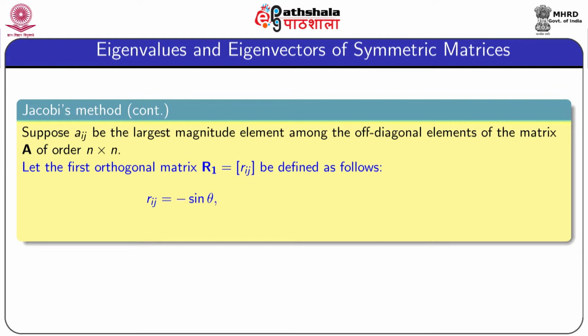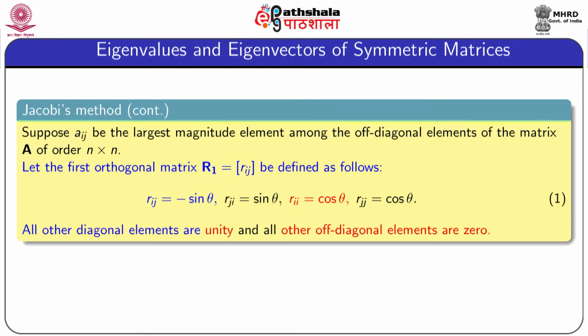Let the first orthogonal matrix R1, where small rij denotes the ijth element of the matrix R1, be defined as Rij equal to minus sin theta, Rji equal to plus sin theta, Rii equal to cos theta, Rjj equal to cos theta, and all other diagonal elements are unity and all other off diagonal elements are zeros. So, this is the formula to construct the first rotational matrix R1.